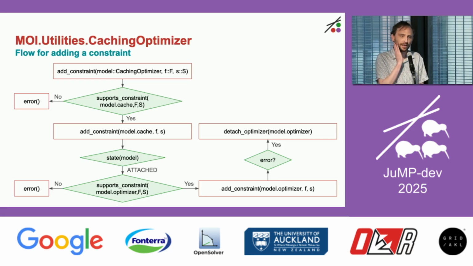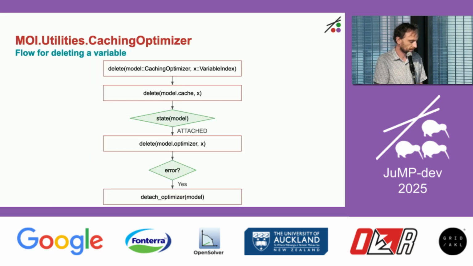If it's an optimizer like HiGHS, it says, yes, I can add a constraint, even after I've already solved the problem. If it's SCS, it says no. If it's a no, we error, and then we throw away the optimizer and rebuild it later on. Deleting a variable is the same thing. We delete it from the cache. Maybe we need to delete it from the optimizer. If the optimizer doesn't support it, we throw away the optimizer.